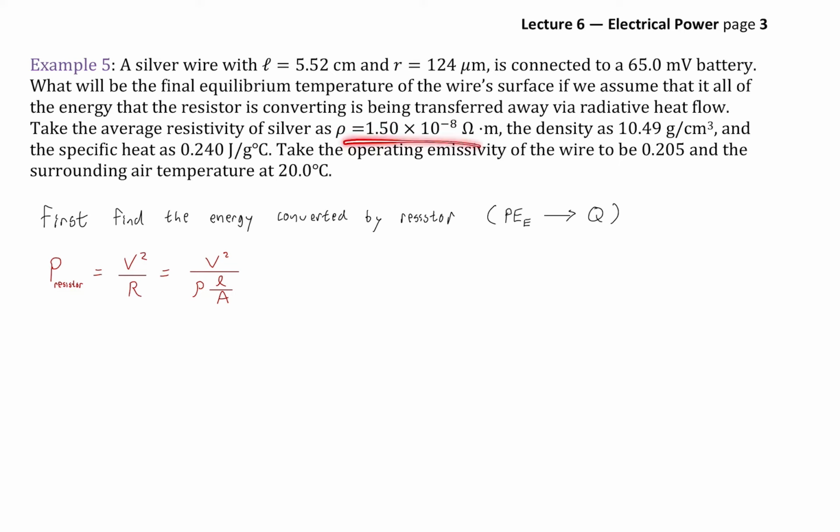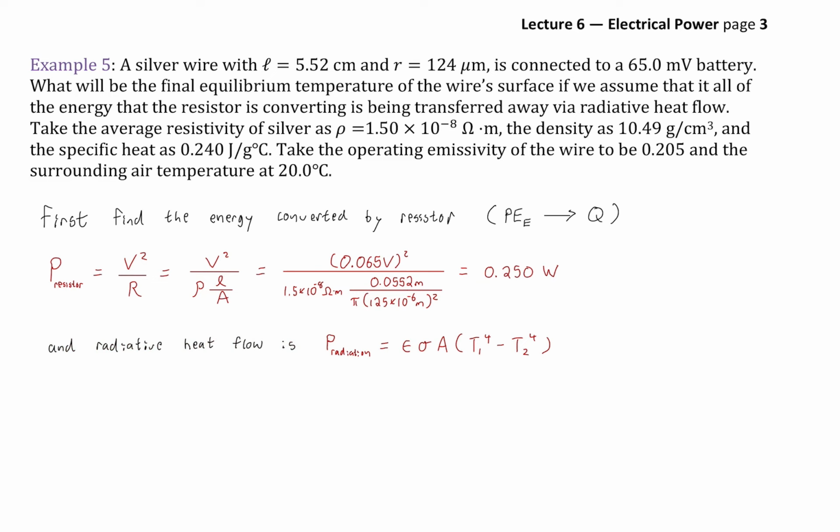Great, we have all those quantities, so let's plug in our numbers. Notice here's the resistivity, here is the length, and the cross-sectional area is using the radius. And there's our very small voltage. So we'll end up with a small power, 0.25 watts, a quarter of a joule per second. And the radiative heat flow is this equation right here. Hopefully this looks familiar. If it doesn't, you do have to review. This is the formula for radiative heat flow, for any object that is radiating energy away as light.